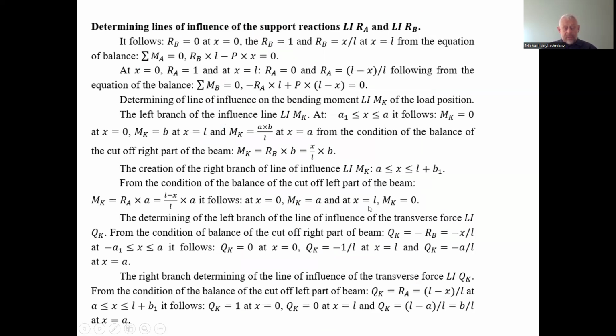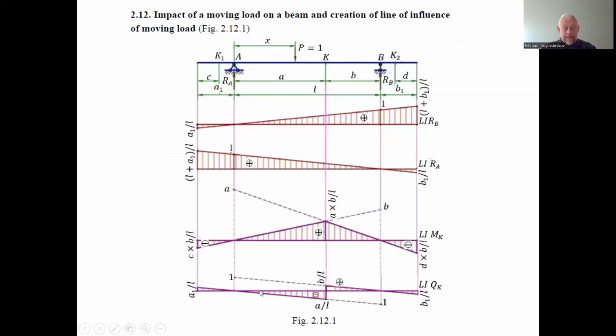So first we got the line of influence of the bending moment. Now, determining the left branch of the line of influence of the transverse force, from the condition of balance of the cutoff right part of the beam, we have the bending force equal for the left. These two lines of influence give us the opportunity to use them in determining the line of influence of the location of the unit force on the transverse force in this beam.